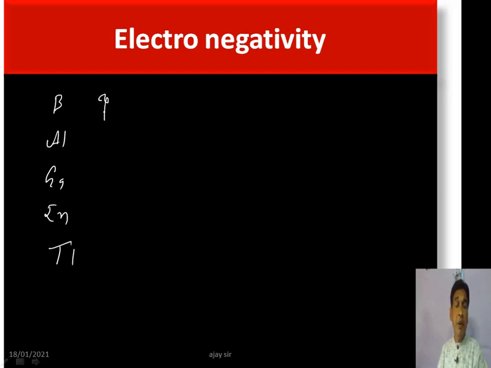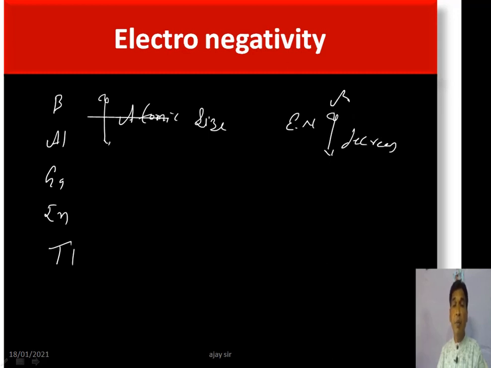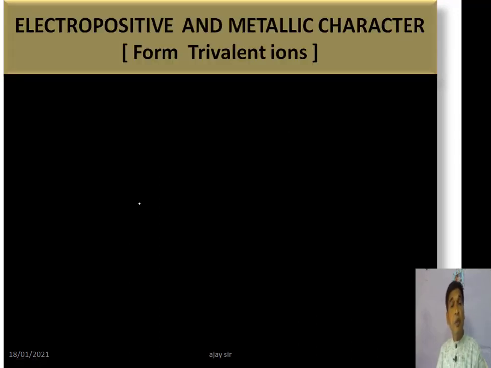As we move from top to bottom in a group, the atomic size increases. When the atomic size increases, the distance from the nucleus to the outer shell also increases. Then electronegativity definitely decreases. The electronegativity decreases from boron to aluminium, after that it suddenly increases. Boron has the highest electronegativity, and boron generally forms covalent compounds. Aluminium and the others are electropositive and metallic in character and form trivalent ions.